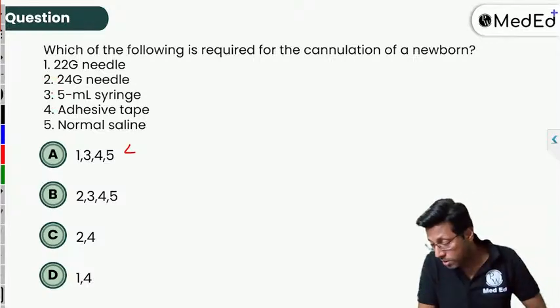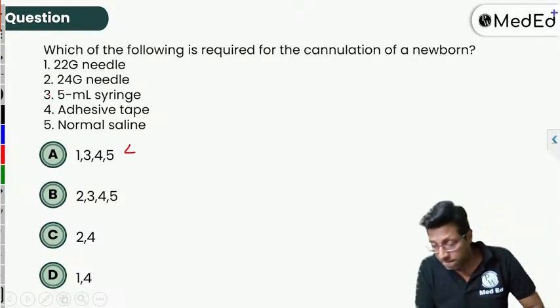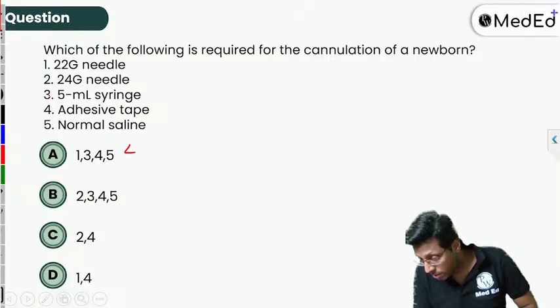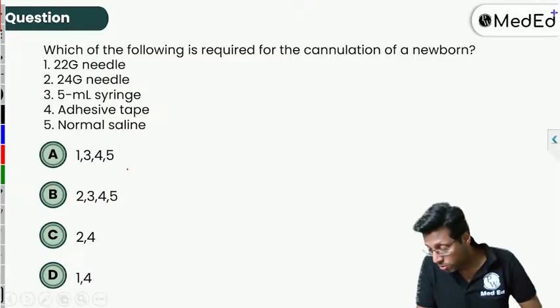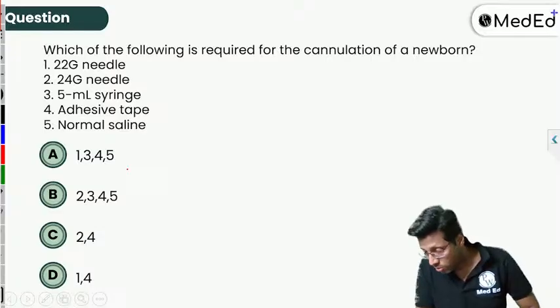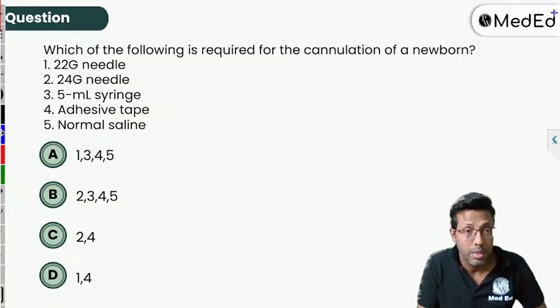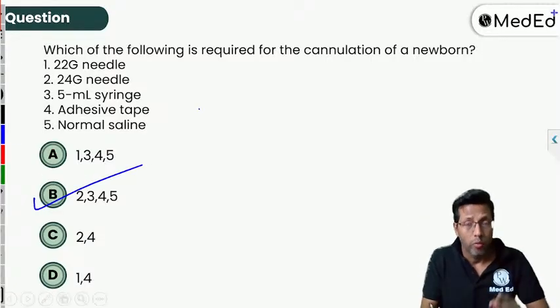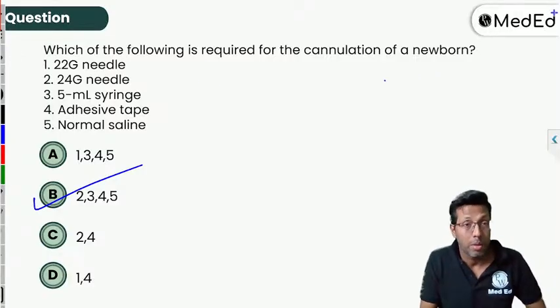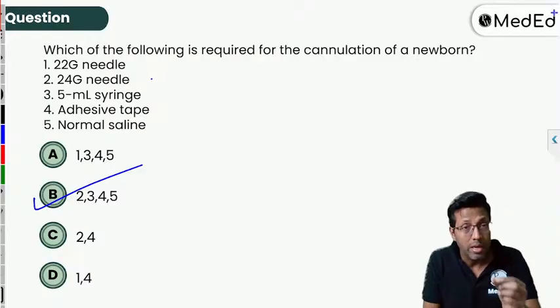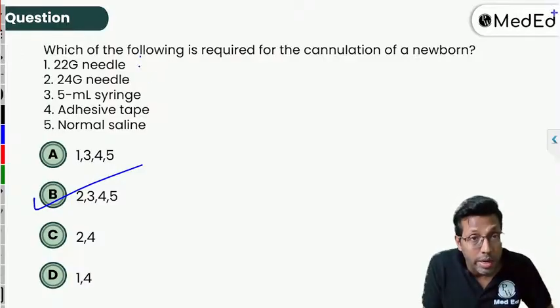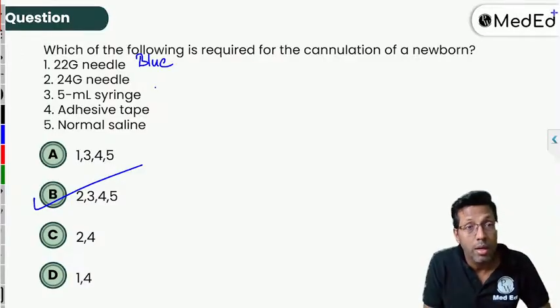So what are the options, guys? Anyone? Dr. Gayatri says B. Dr. Aki says A. Anyone else apart from that? Any other option? Dr. Sangeeta says B. Dr. Sapna says B. Correct. B is correct. Absolutely correct. When you speak about a newborn, it means a just born baby. Remember, the baby is going to need the smallest IV cannula possible. 22 gauge is the one which is blue in color.